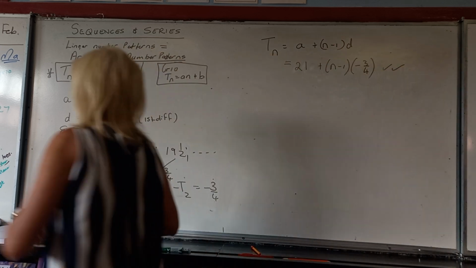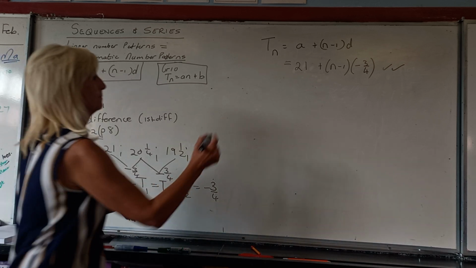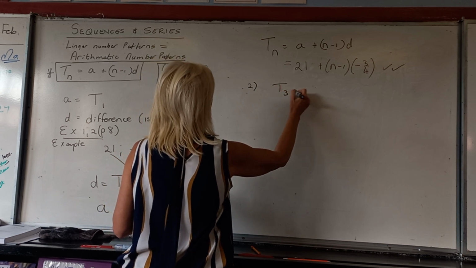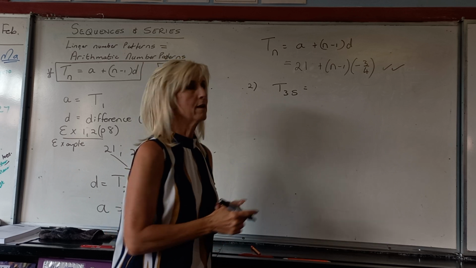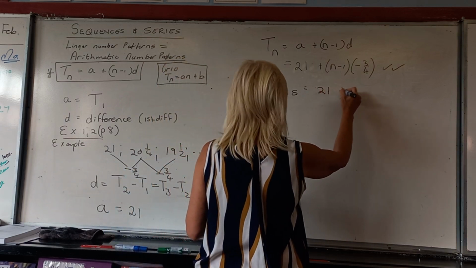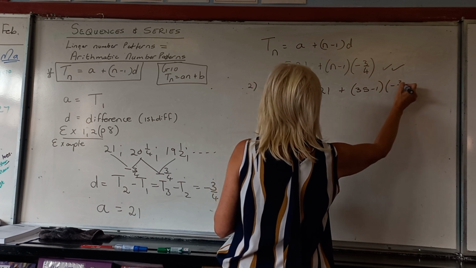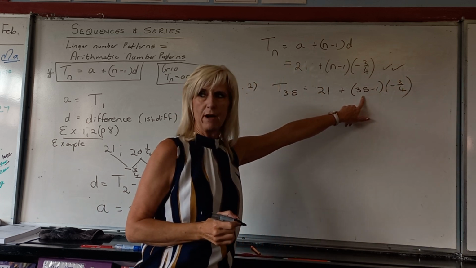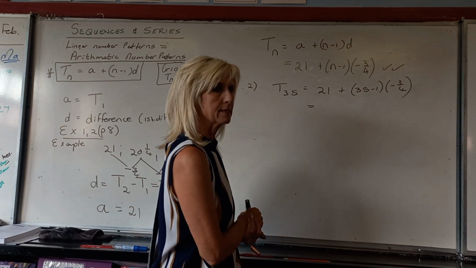The second question asked to find term number 35. So for term number 35, what are we going to do? Substitute the n with 35. So we substitute our n with 35. And punch it into your calculator and you get your answer.